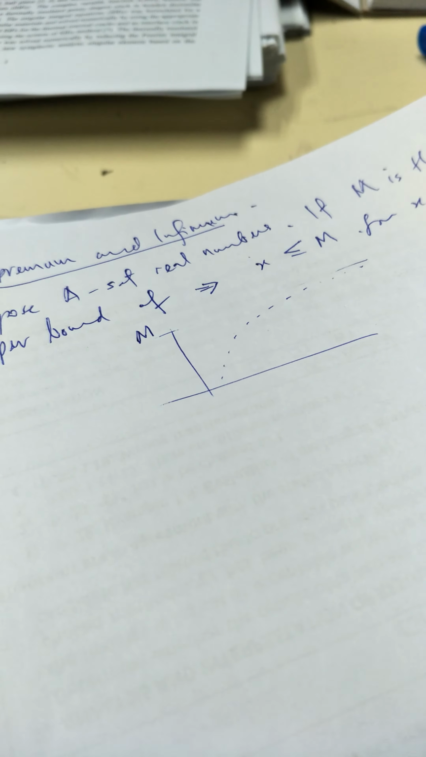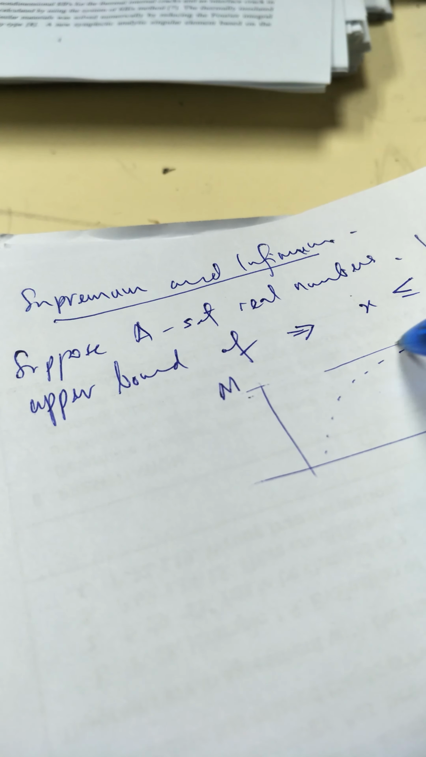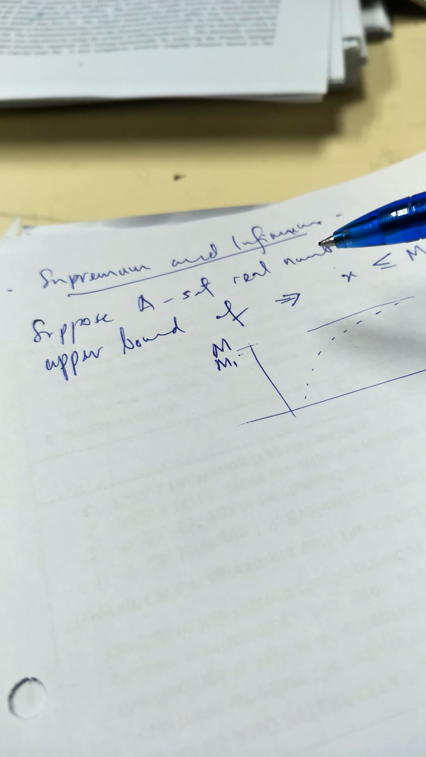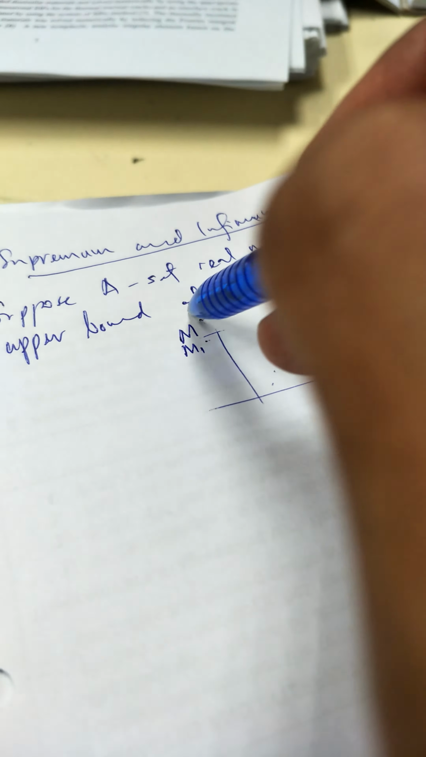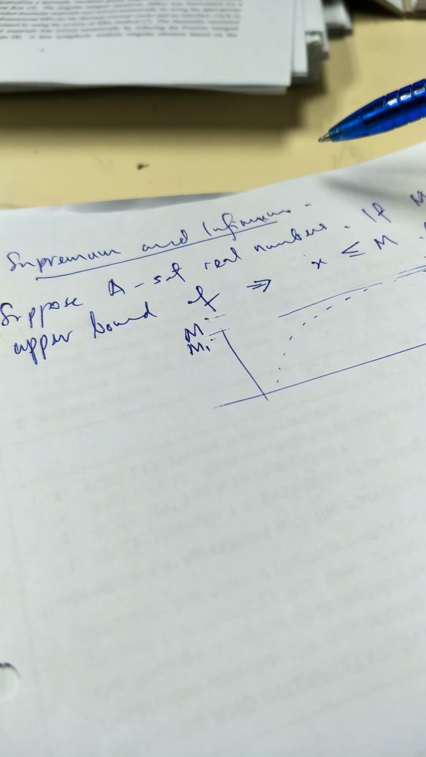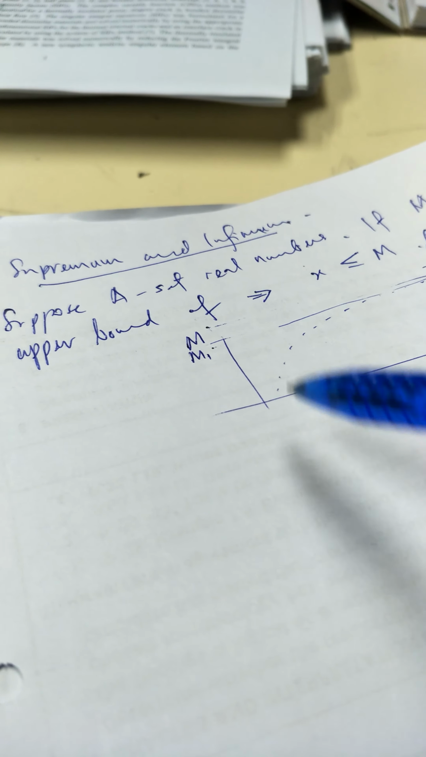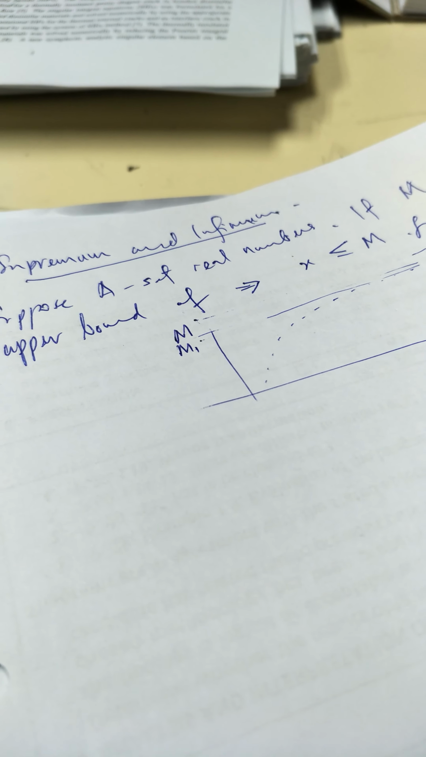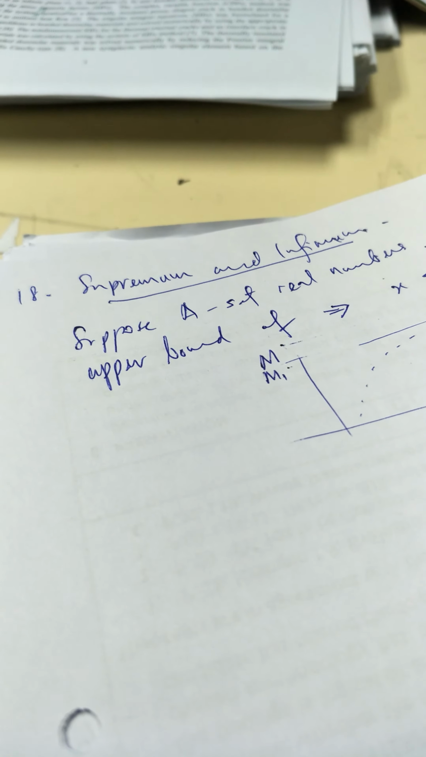Now among all this, we have another m, for example, let's say m1, which is also an upper bound, but less than m. If you consider here, this is also an upper bound. Among those upper bounds, we have the smallest upper bound, which is very close to the biggest element of the set. So we may call this m1 the least upper bound.